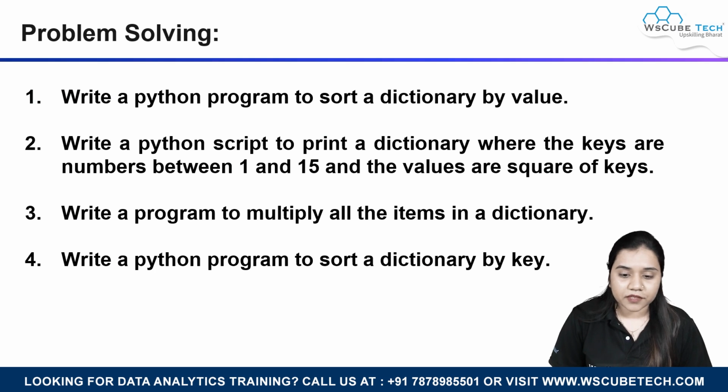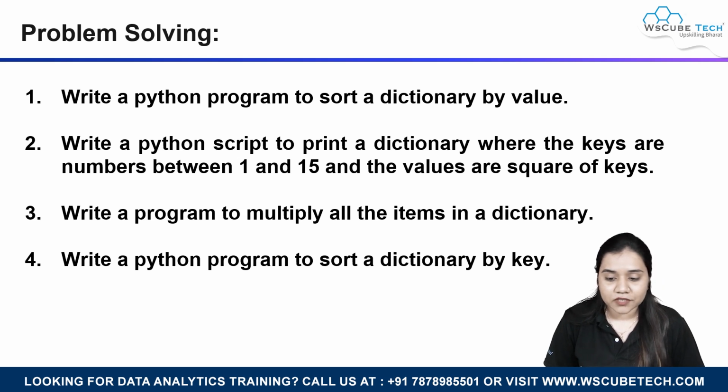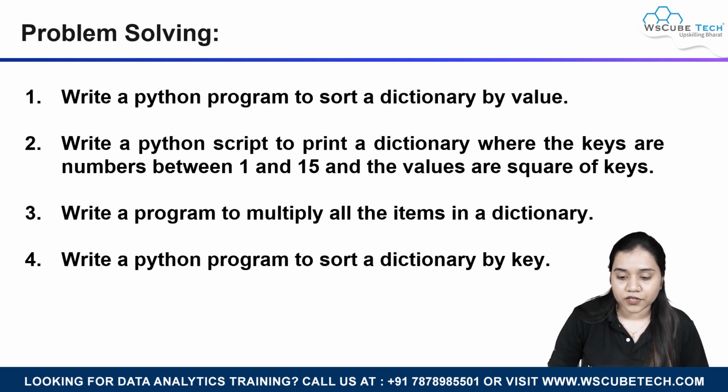First question says write a Python program to sort a dictionary by values. Our second question says write a Python script to print a dictionary where the keys are numbers between 1 to 15 and the values are the square of those keys. Then write a program to multiply all the items in a dictionary, and write a Python program to sort a dictionary. They all seem very familiar. They all seem very easy. So let's get started with them.